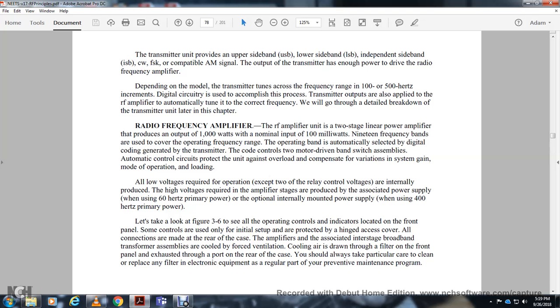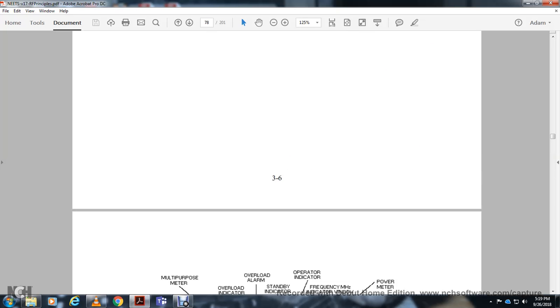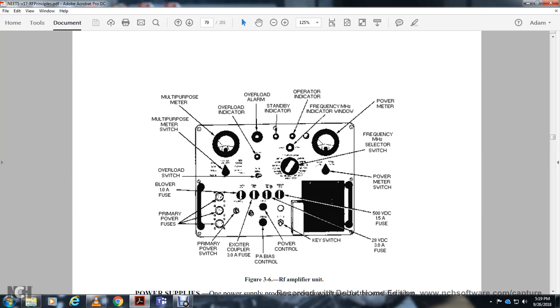You should also always take particular care to clean and replace any filter in electronic equipment as a regular part of the preventive maintenance program. Figure 3.6 shows the radio frequency amplifier: multi-purpose meter, overload alarm indicator, system in standby indicator, operator indicator, frequency megahertz indicator, window power meter, and frequency megahertz switch.